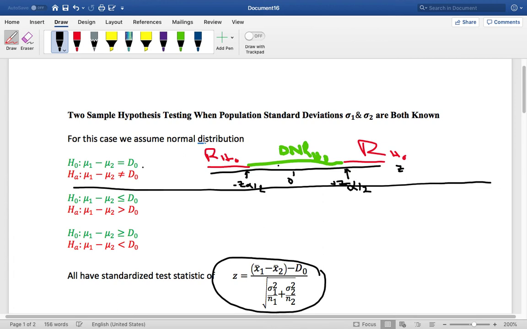What is D0? D0 is any number. A lot of the times it's going to be 0. It doesn't have to be 0, but a lot of the times it will be 0. It's just a number, and it's D for difference, and 0 means it's the difference from the null hypothesis.